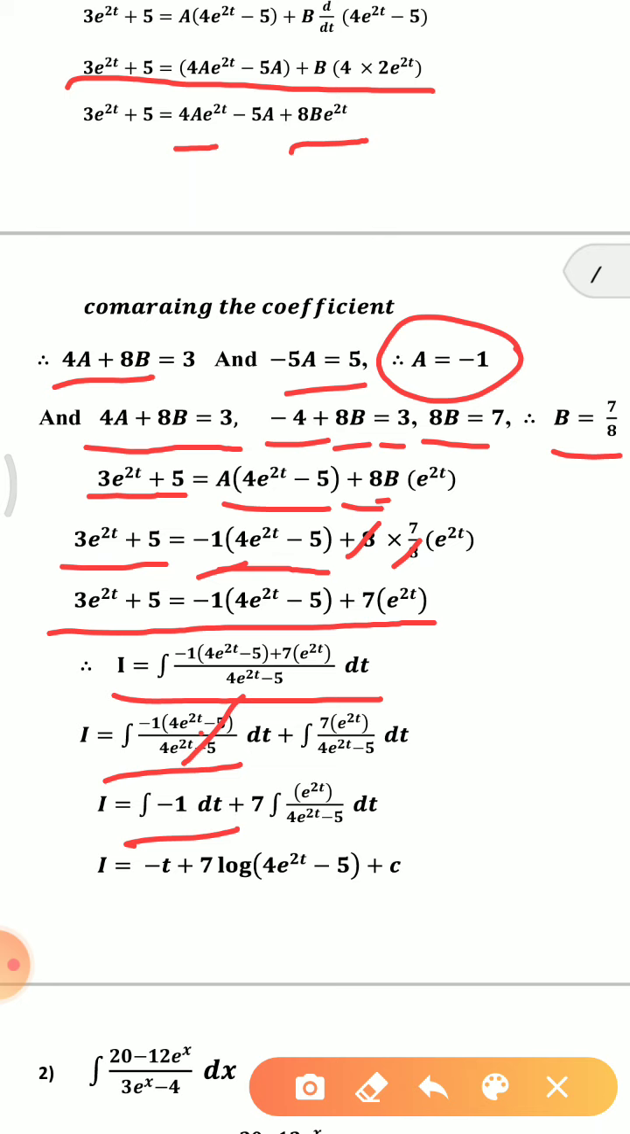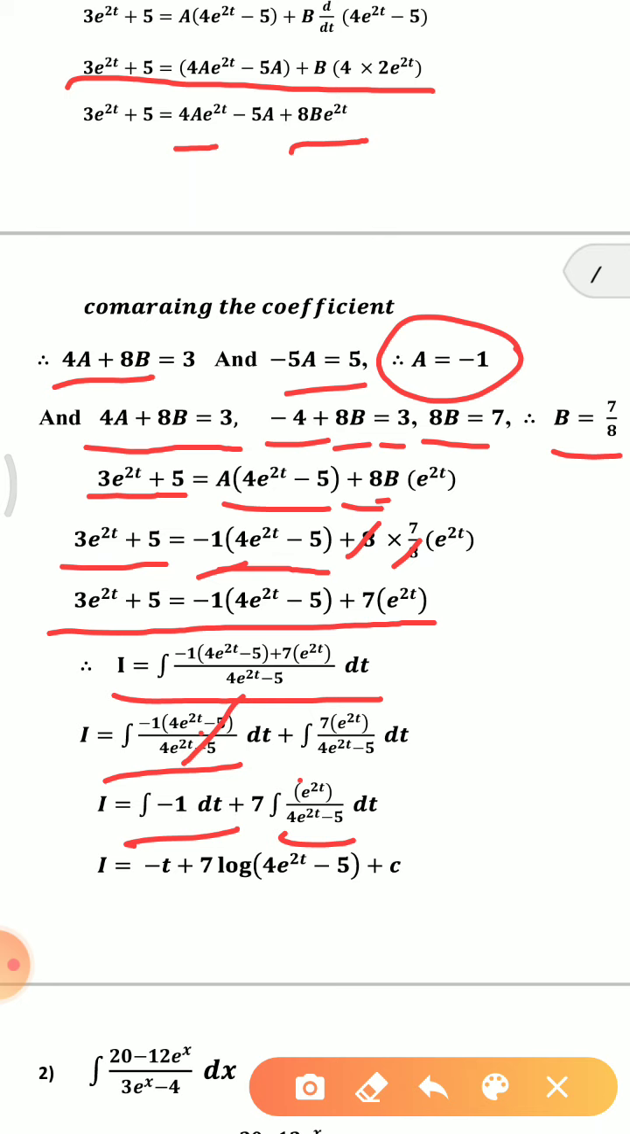Now the derivative of 4e^(2t) − 5 is 8e^(2t), since −5 is a constant and its derivative is 0. Remaining is 8e^(2t), that is e^(2t) here, and 8 is a constant. That means it is of the form of log, that is the integration of f'(x) upon f(x) is equal to log of f(x).